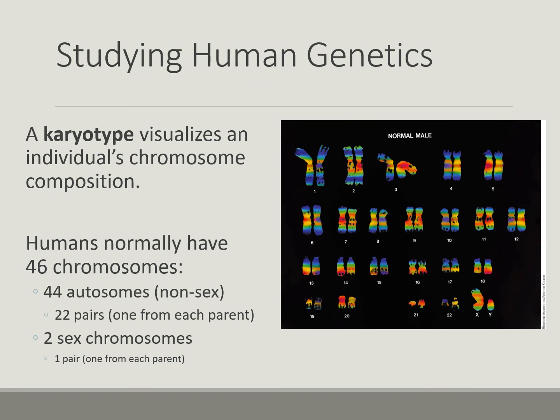To study genetics, scientists use a karyotype that aligns homologous chromosomes side by side. This image is of a human male's chromosomal composition. Notice that there are 23 sets of chromosomes, 46 total chromosomes. There are 44 autosomes and 2 sex chromosomes, X and Y, for this person.